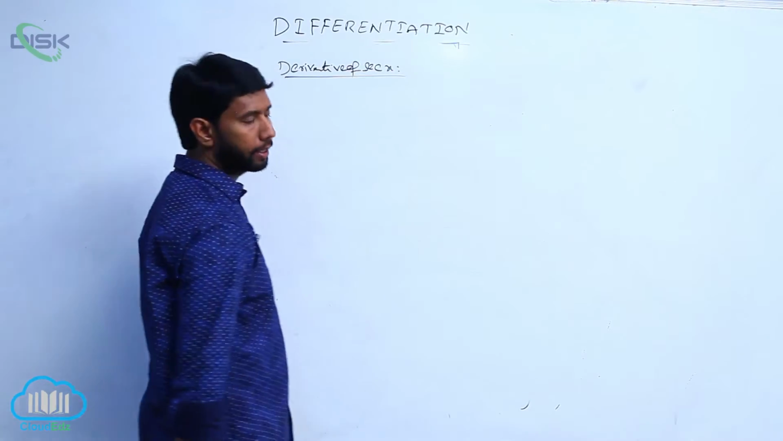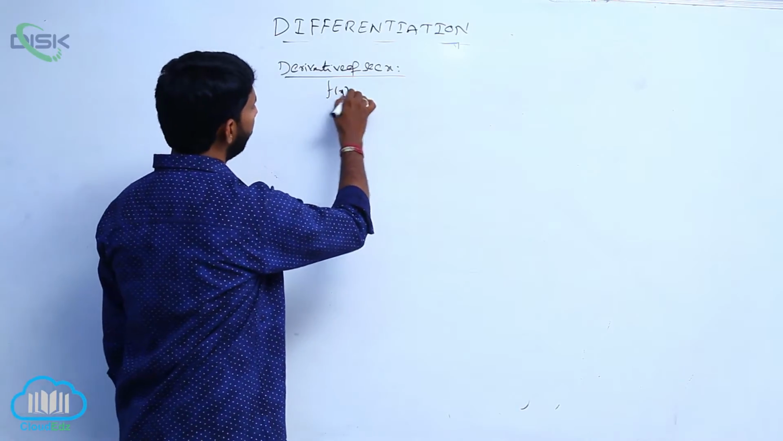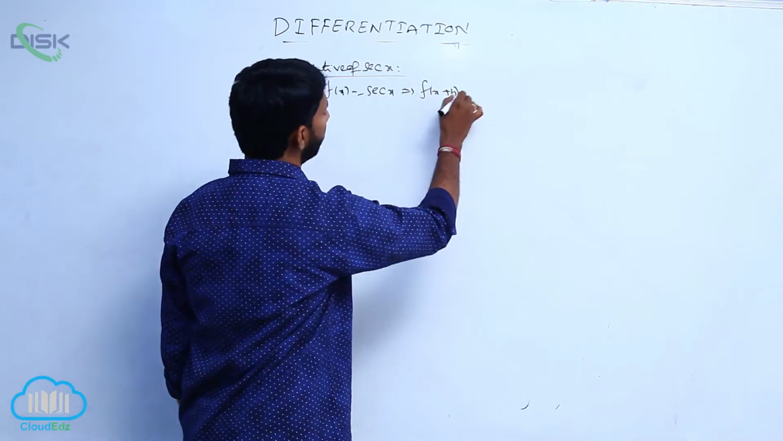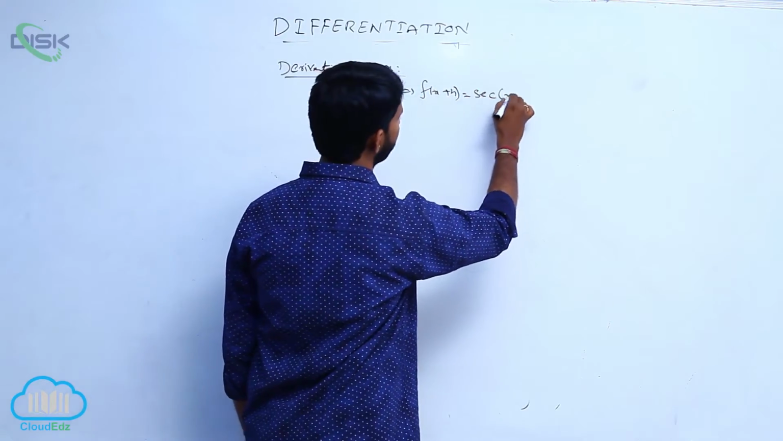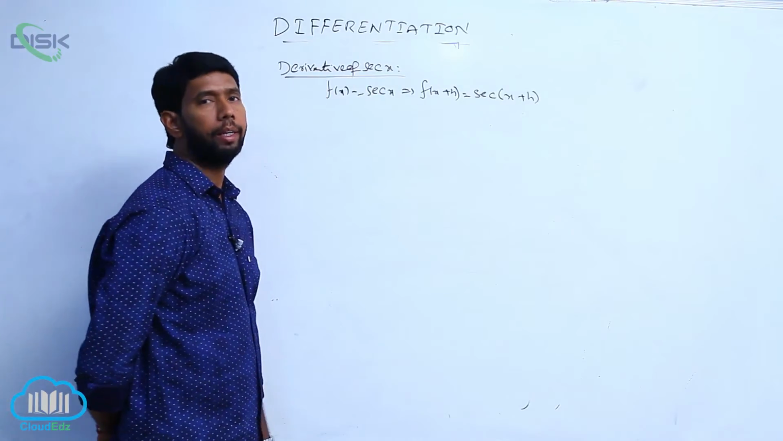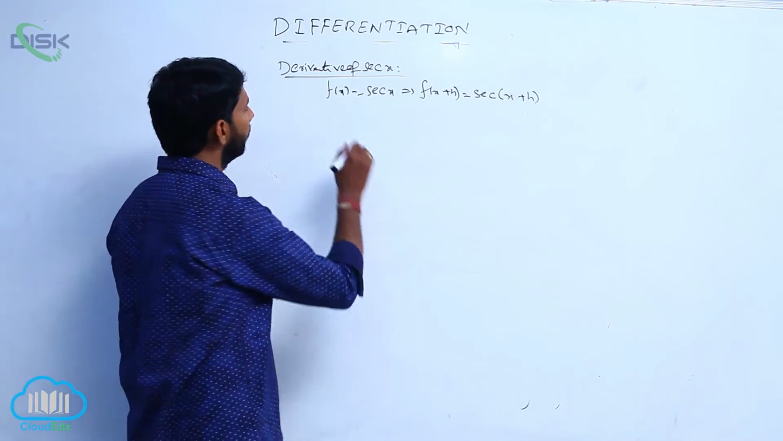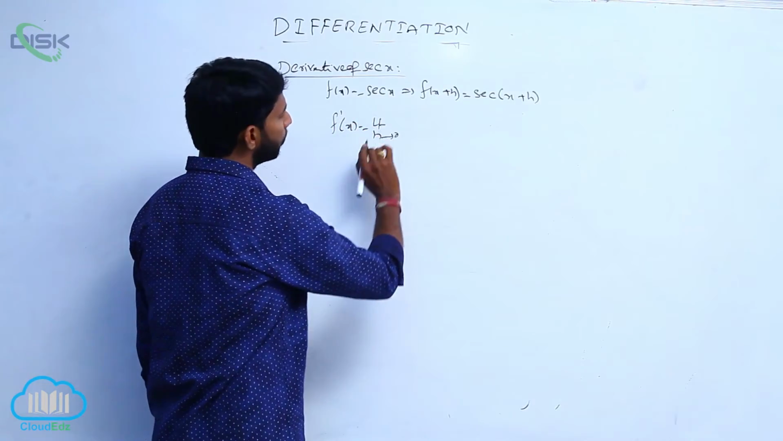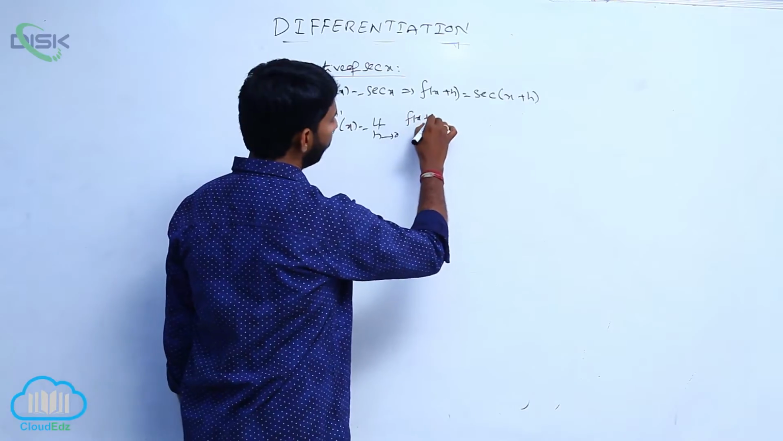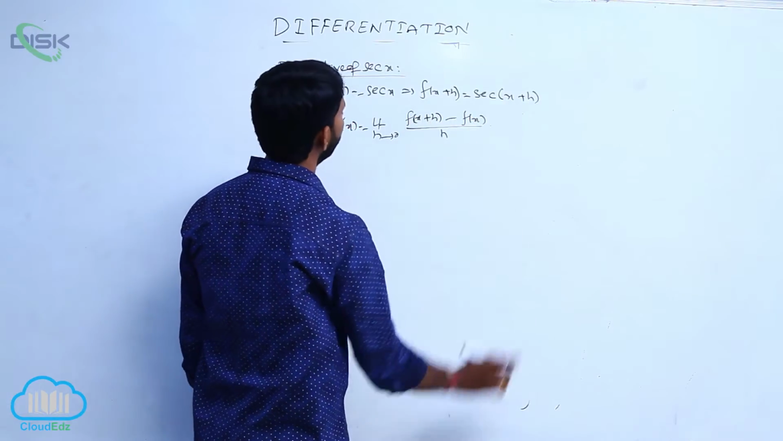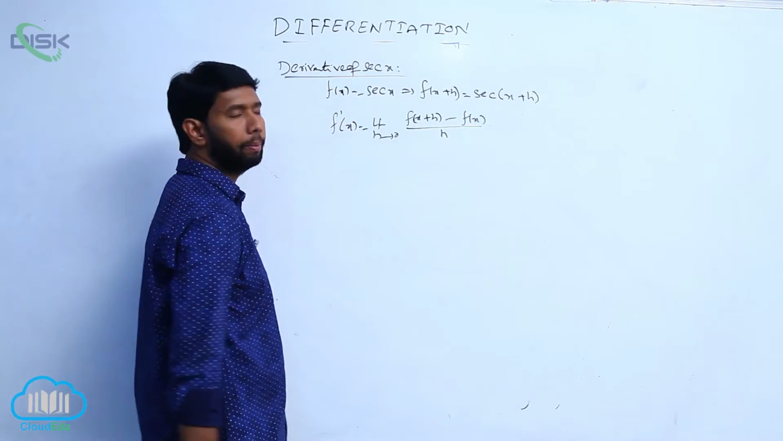Derivative of secant x. Let us consider f of x equal to secant x. That implies f of x plus h is equal to secant of x plus h. Now go to the first principle of differentiation, that is the limit h tends to 0 of f of x plus h minus f of x by h.